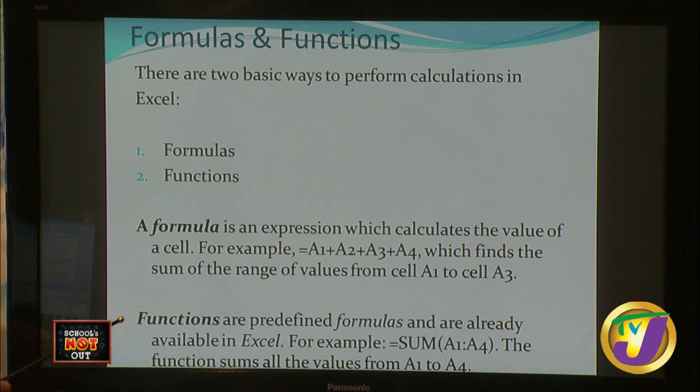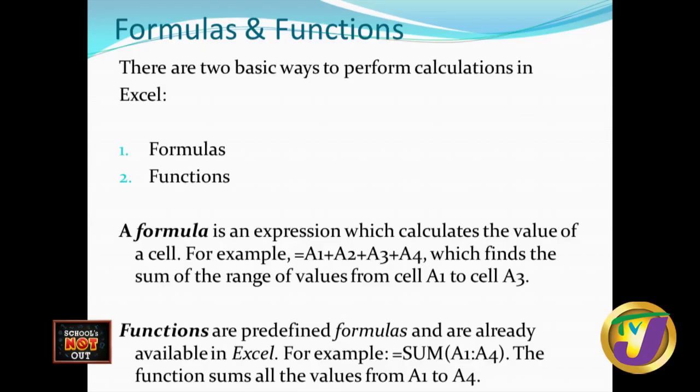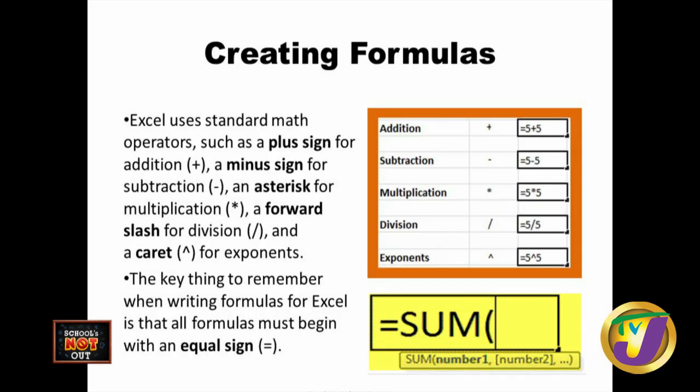However, if you decide to use the predefined function, you will have to insert the word sum. So it's equal sum and your start cell where you start the numbers, which is A1 colon A4, close the bracket and enter, and you will get the value for the sum depending on what you are adding. So remember, in Excel we use formulas and we use functions, but you must know which formula or function you want to use in order to get the right answer for what you are asking.